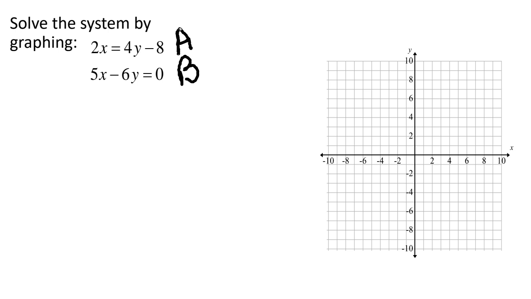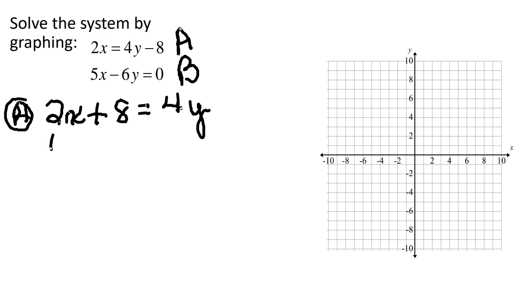is going to be 2x plus 8 is equal to 4y. Divide by 4 to get 1/2 x plus 2 is equal to y. This is my A equation.